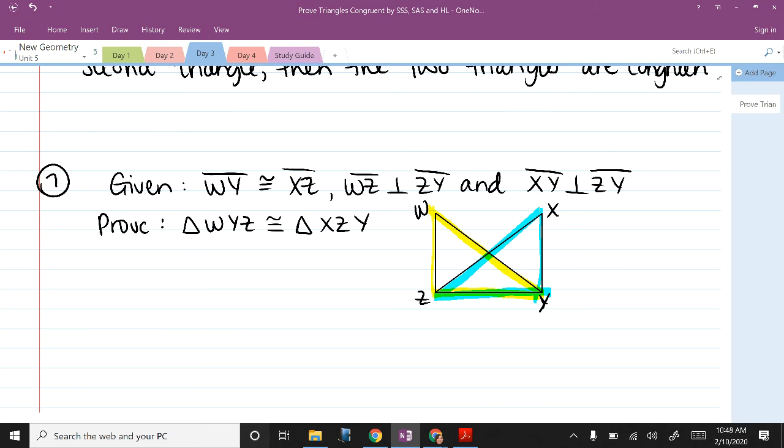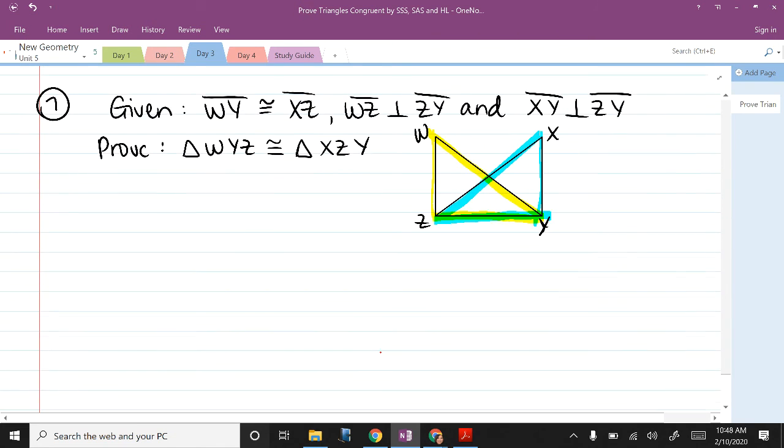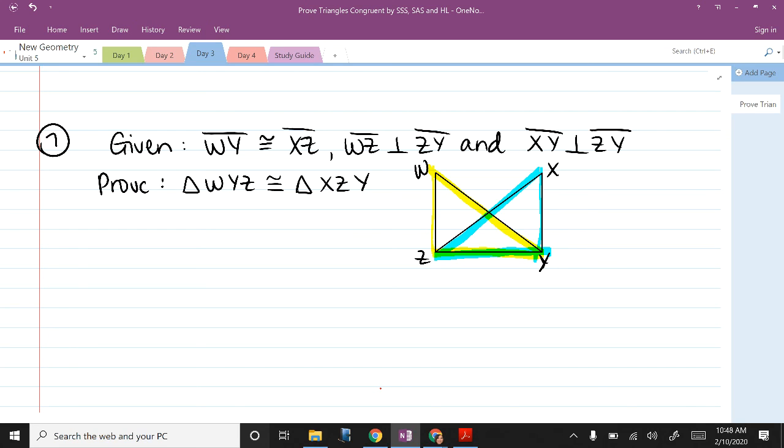Let me just check something. This is our last proof for the day before we do our practice. So I'm just going to do all these in my givens. I highlighted my two triangles because I'm trying to prove that triangle WYZ, this triangle on the left that I've highlighted yellow, is congruent to triangle XZY. I color coded them so you can see which triangles we're trying to prove congruent. So, statements and reasons.